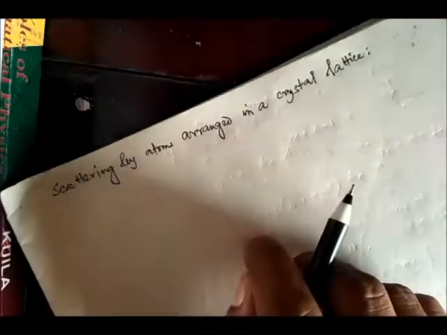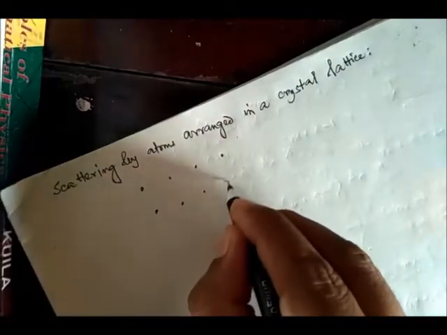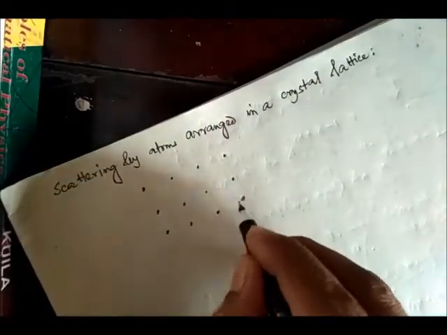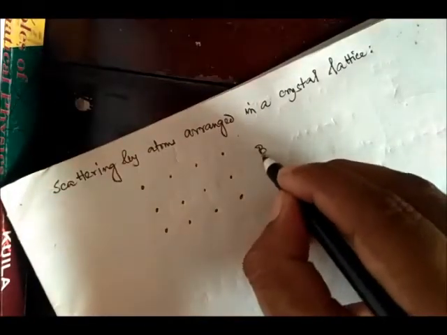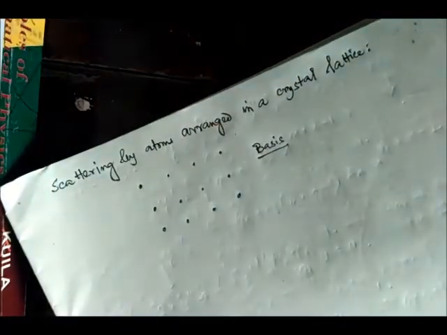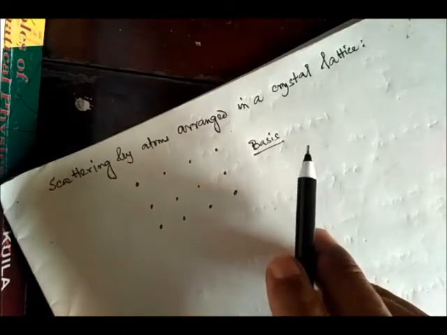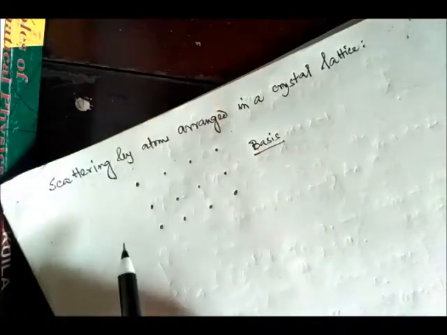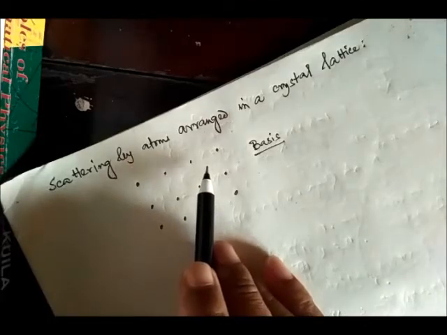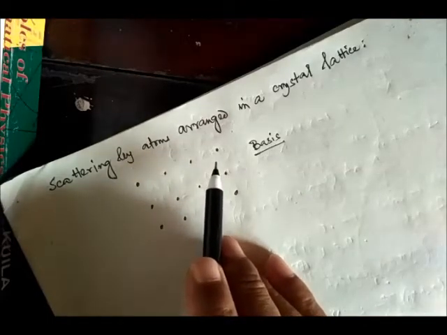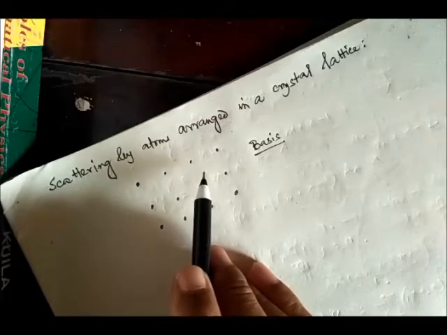Let us suppose that every point, so assume that this is a regularly arranged crystal lattice, and these are the points of the crystal lattice which consist of some bases, okay, and these bases may be some atoms or molecules. So initially let us suppose that every point of a lattice is occupied by an atom of the same kind and the centers of the atoms are coinciding with this lattice point, right?